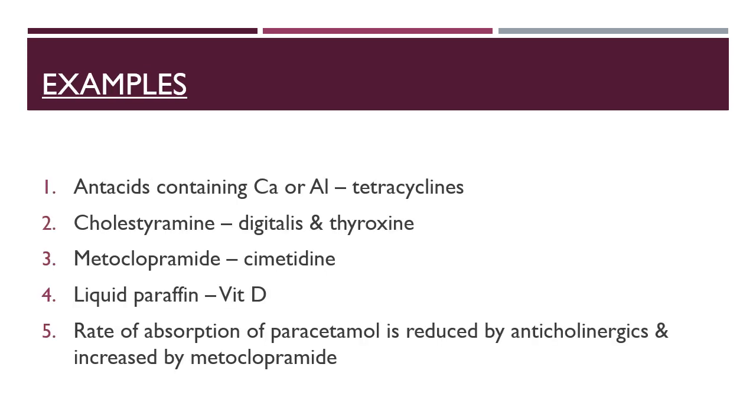Other examples given here are commonly used antacids, note down, also known as gastric antacids. Most gastric antacids contain calcium, for example calcium carbonate, or aluminum hydroxide. If these antacids are given and, side by side, you then give tetracycline, what will happen? Its absorption will be affected. Tetracycline may be bound by these salts.